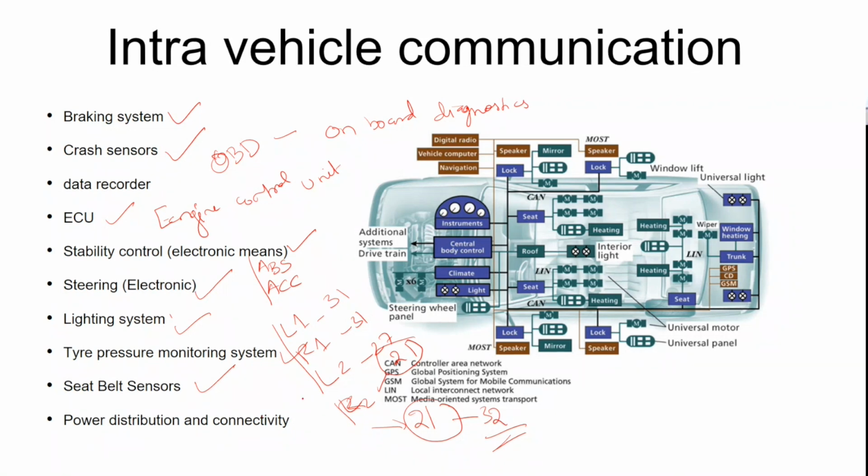Then power distribution and connectivity. So this means power across the entire car, how it is distributed, and connectivity like Bluetooth, Wi-Fi and all the connectivity between the components. That's also one of the intra-vehicle communications. So communication within the vehicle with the different components of your car.